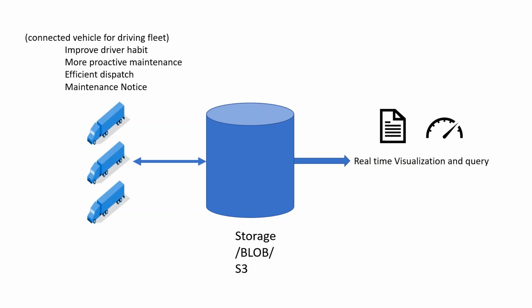In this example, we are taking connected vehicles for a driving fleet, and each truck has a telemetry device attached. They are sending real-time data, and based on that data, we are going to improve driver habits. Let's say we want to see how many brakes he is using and how much speed he is using on a particular road. That way the data will be helpful, and in future we can train him to make sure he drives right, which helps the organization and the truck.